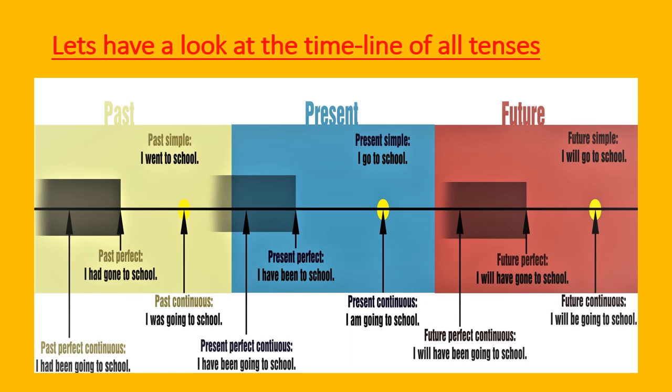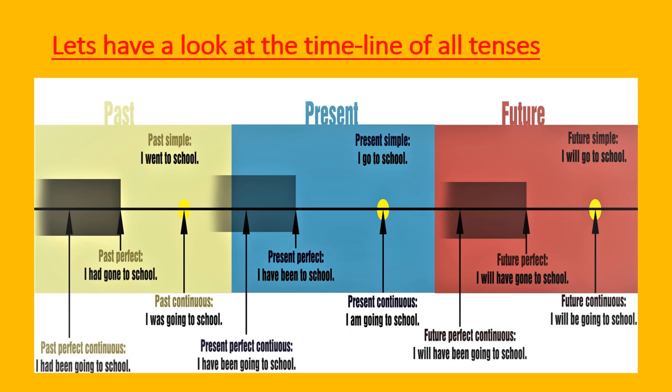Now, let's move to the blue portion, that is the present tense. And the first one is present perfect continuous tense, which is an action still continuing from the past to the present. For example, I have been going to school. You can add a phrase to it, for 3 years. So I have been going to school for 3 years and the action is going on.